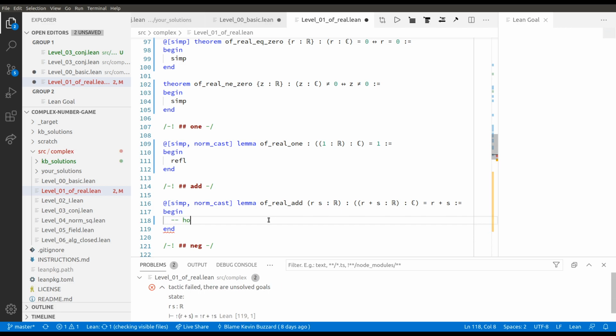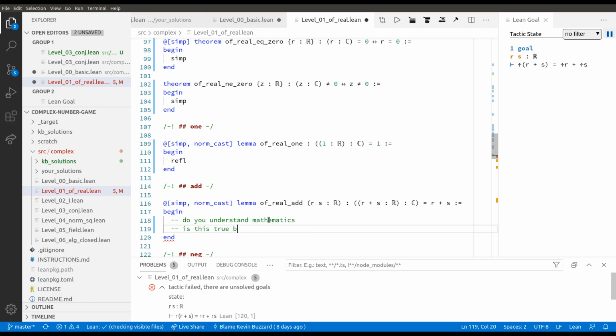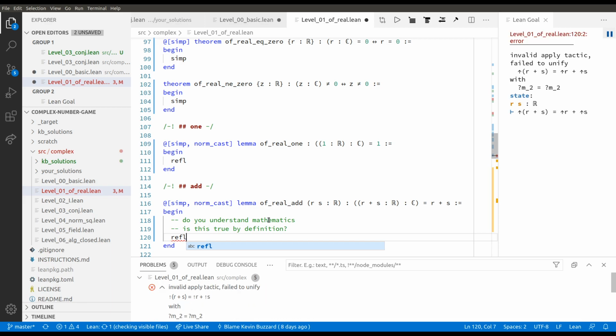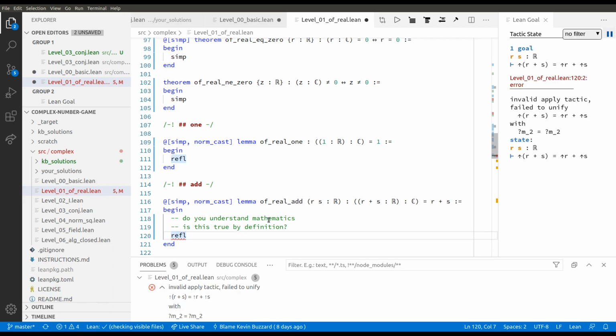Think about it, try and do this exercise in your head. Do you understand the mathematics? Is this true by definition? And we can try it. Let's try refl. And yeah, I knew that was going to fail, because I can see that it's not quite true by definition, but it looks really true by definition.